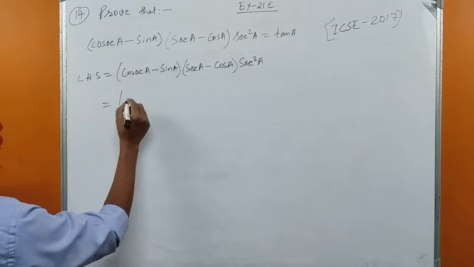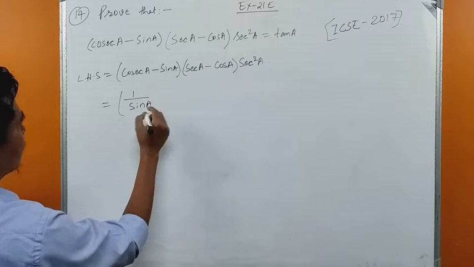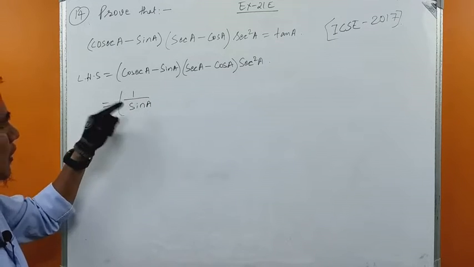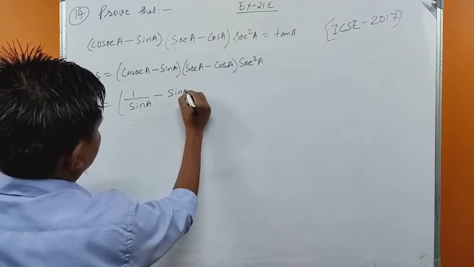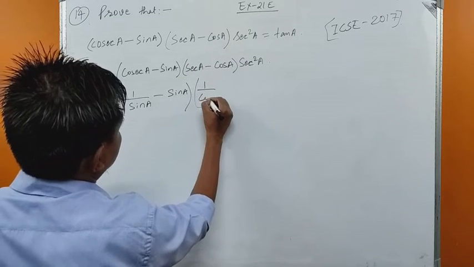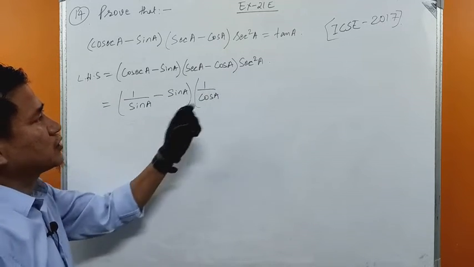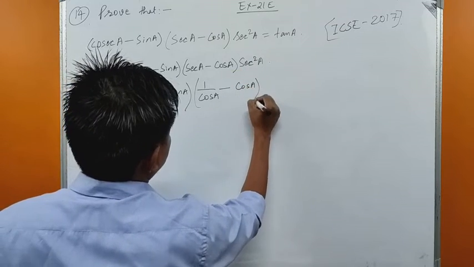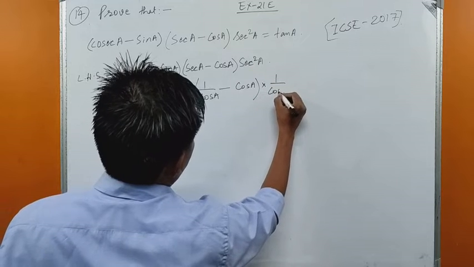Cosec a, we convert this into sin a. One upon sin a, because cosec and sin are reciprocals of each other. So cosec a means 1 upon sin a, minus sin a. Sec a, we convert this into 1 upon cos a, because cos and sec are reciprocals of each other. So sec a means 1 upon cos a, minus cos a. And this is sec square a, isn't it? Sec square a means 1 upon cos square a.